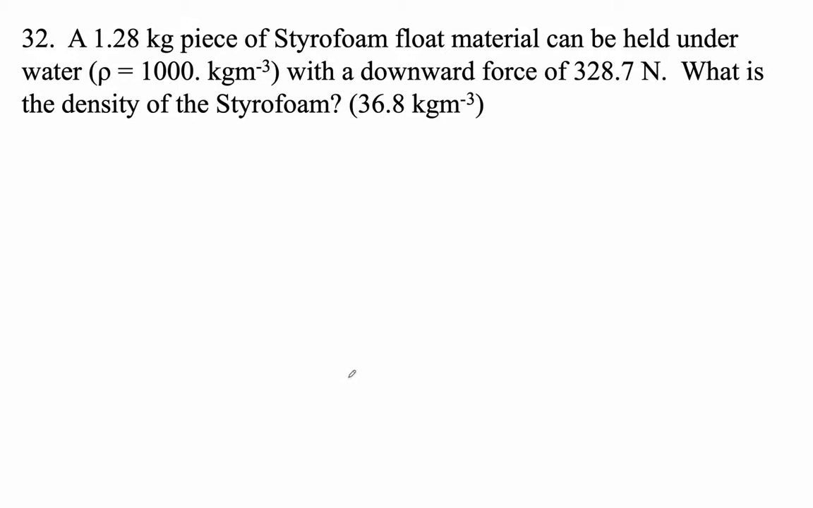Okay, let's see. A 1.28 kilogram piece of styrofoam float material is being held underwater with a downward force of 328.7 newtons. So what we know is that the buoyant force minus the weight is equal to 328.7, right? And we want the density of the styrofoam. We already, by the way, have the mass of the piece of styrofoam. So over here on the side, let's keep track.